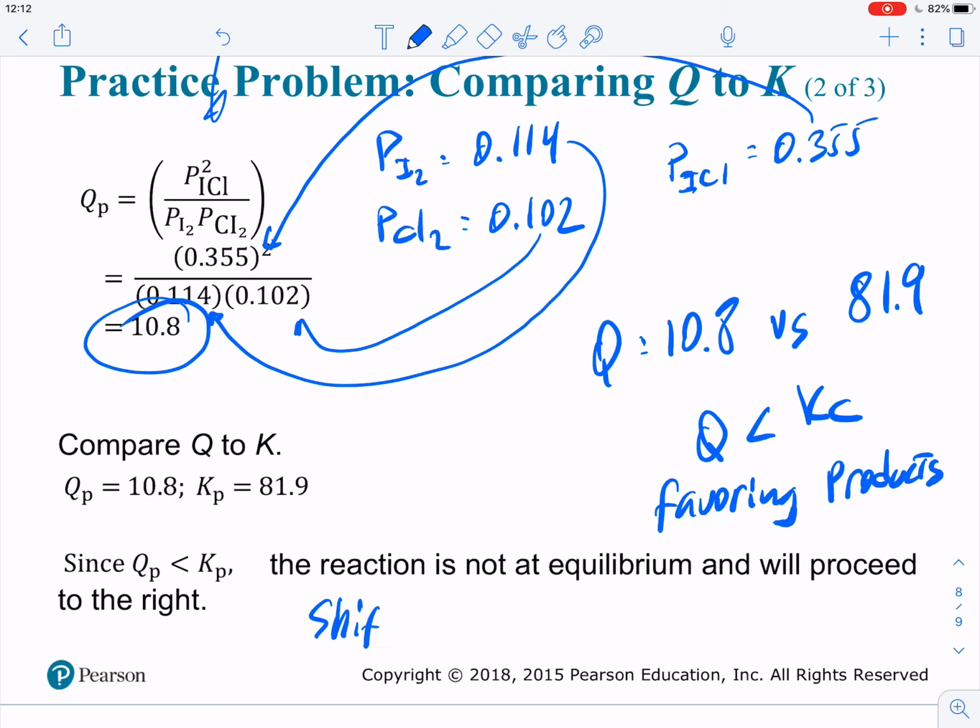So again, remember, shifting right, or the forward reaction, is being favored. The point is you will increase the concentration of products and decrease the concentration of reactants. Why? Because the value of Q is less than the value of Kc. Another meaning is that either the pressure of the products is less than it is supposed to be, or the pressure of the reactants is larger than it is supposed to be. So you have to decrease the reactants and increase the products.